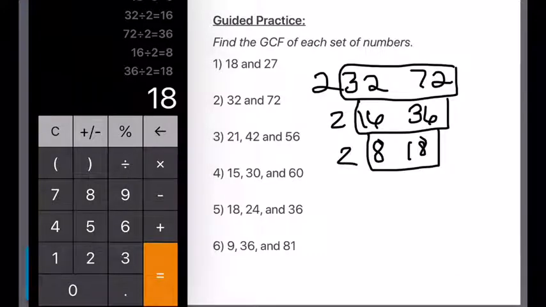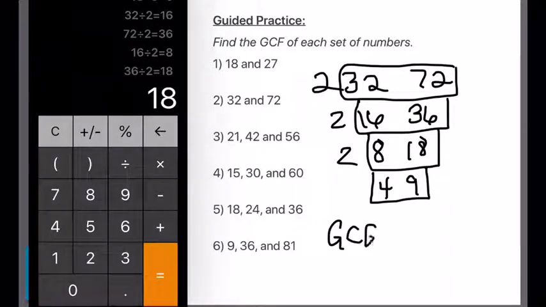Still, both of those numbers are even, so we can divide by 2 again. 8 divided by 2 is 4. 18 divided by 2 is 9. 4 can be divided by 2, but 9 cannot. 9 can be divided by 3, but 4 cannot. That means we are done.